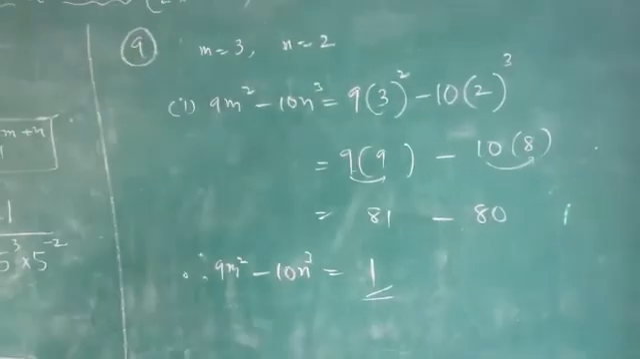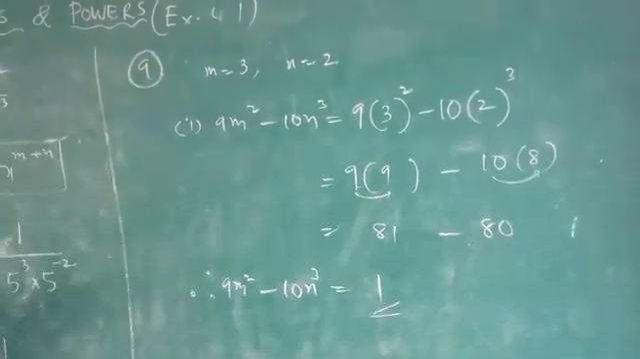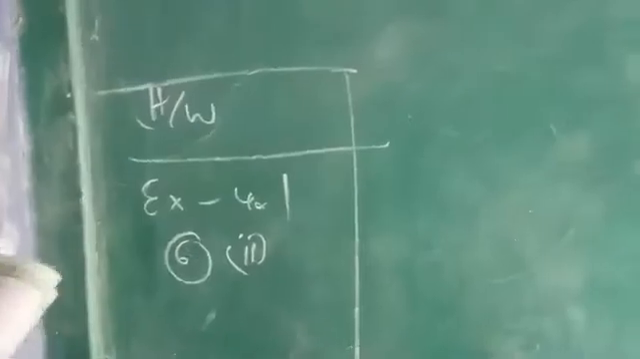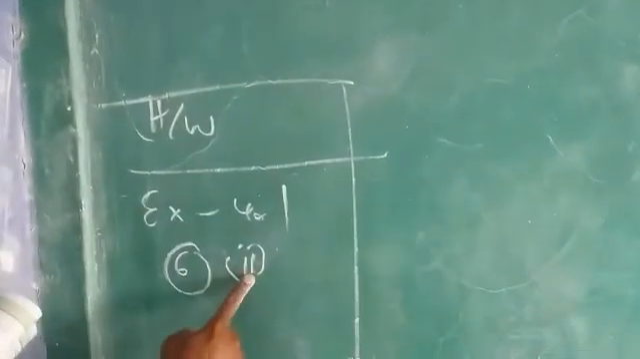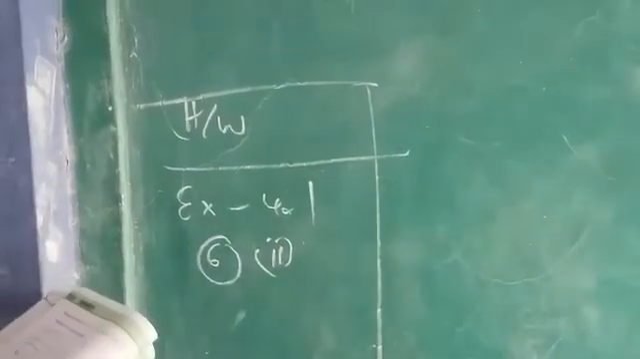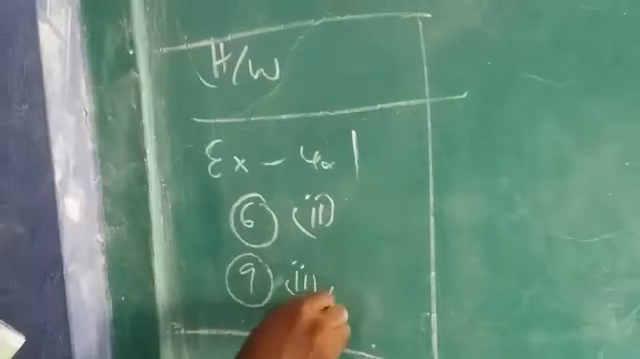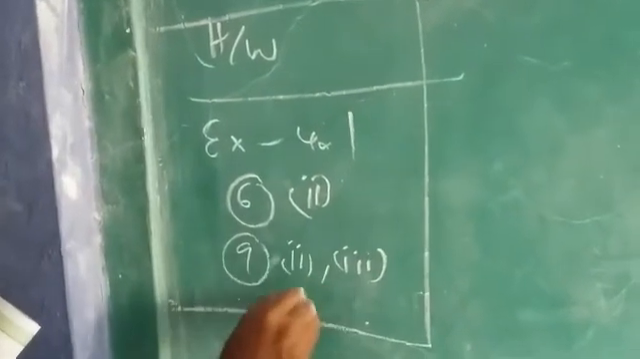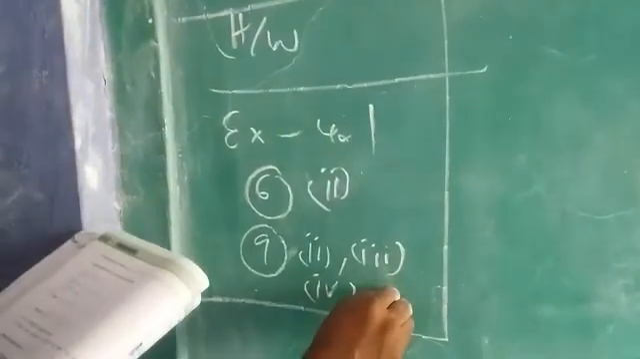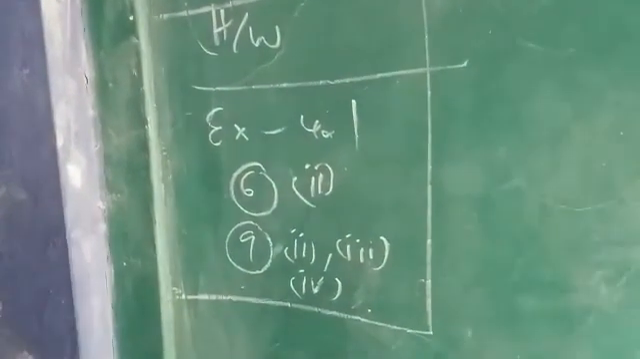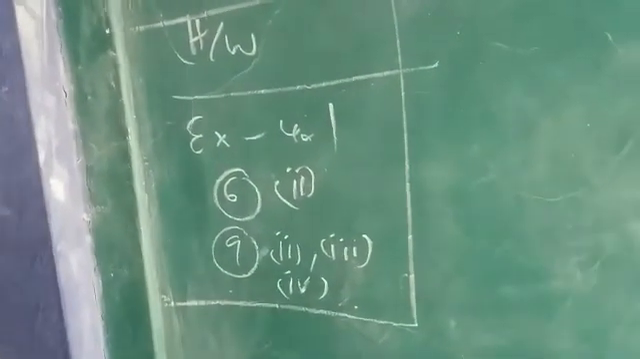In this way you have to do the bits. So once go through the homework, children. Example 4.1, 6th bit, second one, and 9th bit. For the 9th bit, try all the remaining problems. Second one, third one, same like this only. Second, third, fourth. Okay children, submit your homework, put it in the group.